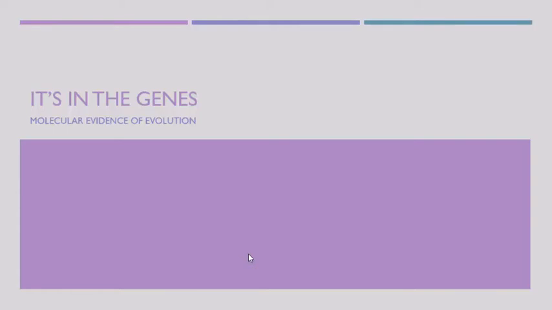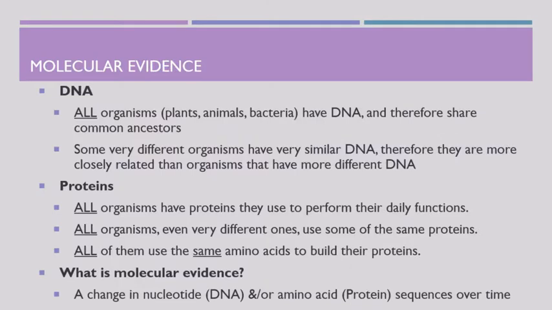Today we want to talk about the molecular evidence for evolution. We've talked about the anatomical evidence, we've talked about the fossil record, we've talked about all of these various things that are looking at large phenotypes, but now we want to go to the heart of the matter and look at the genes. And so to start with, we want to talk about where we are going to find this molecular evidence.